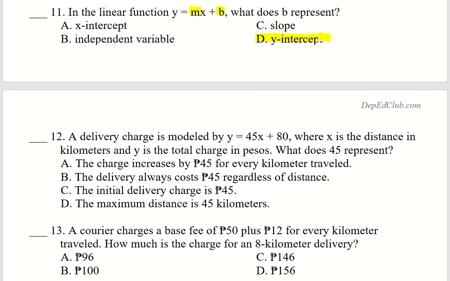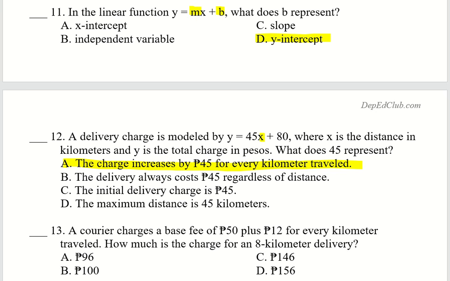And number 12, a delivery charge is modeled by y equals 45x plus 80, where x is the distance in kilometers and y is the total charge in pesos. What does 45 represent? Okay, so that is a slope. Slope stands for our rate. So the charge increases by 45 pesos for every kilometer traveled. Letter A. Okay, so yung x natin again, that is distance. So 45 pesos for every kilometer.